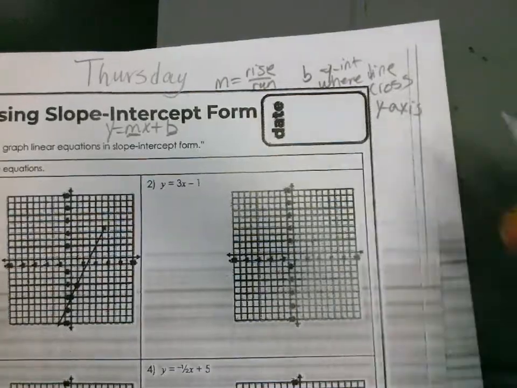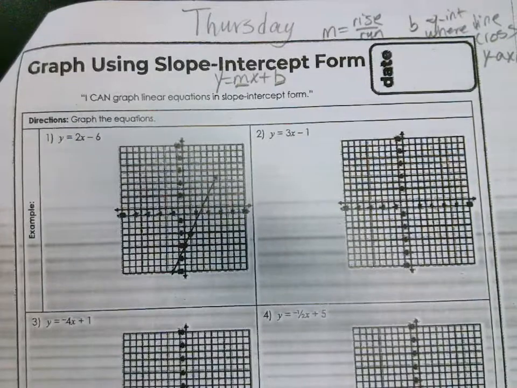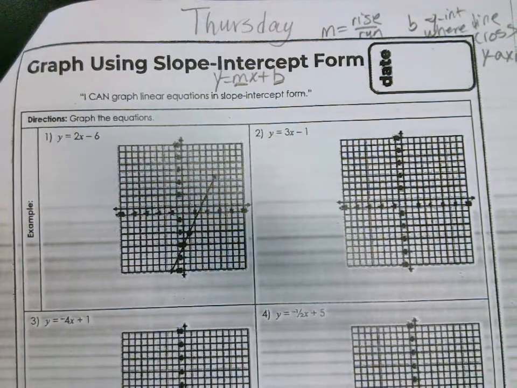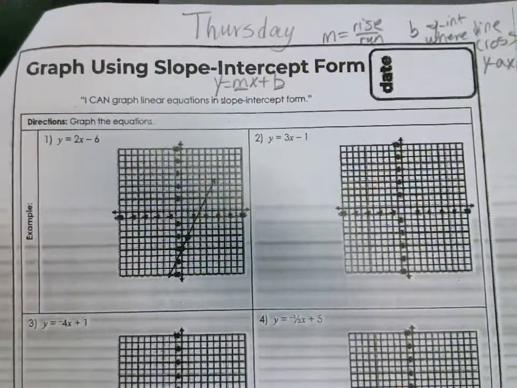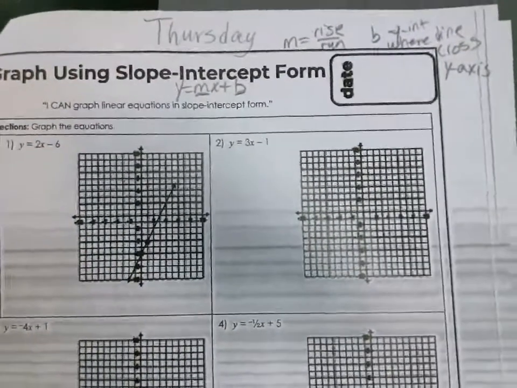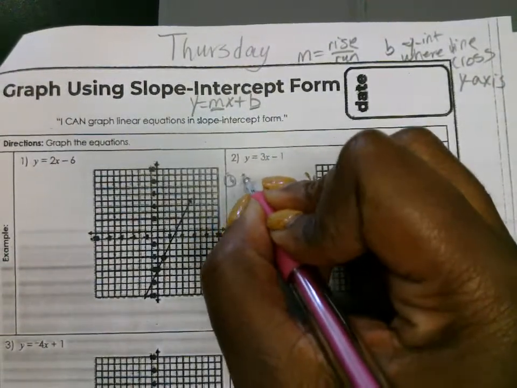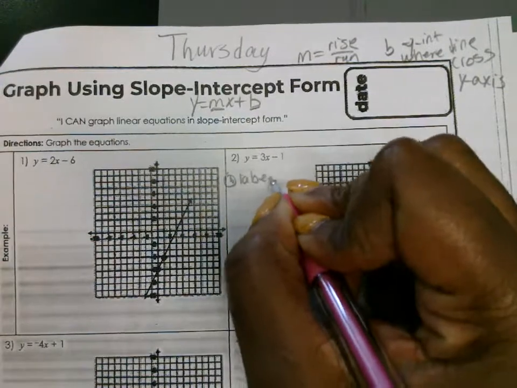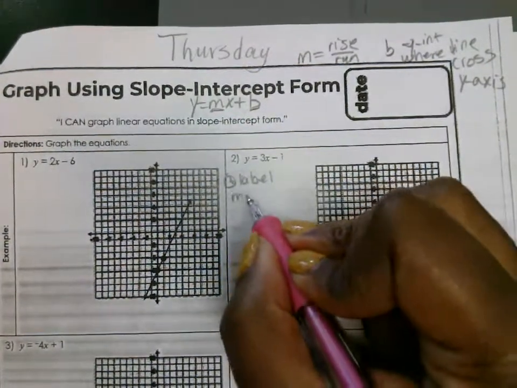Okay. So we're going to use our rise over run to find points on the line. But the first thing that we do is label. So step one is label. So we label first. We're going to label our M, and we're going to label our B.